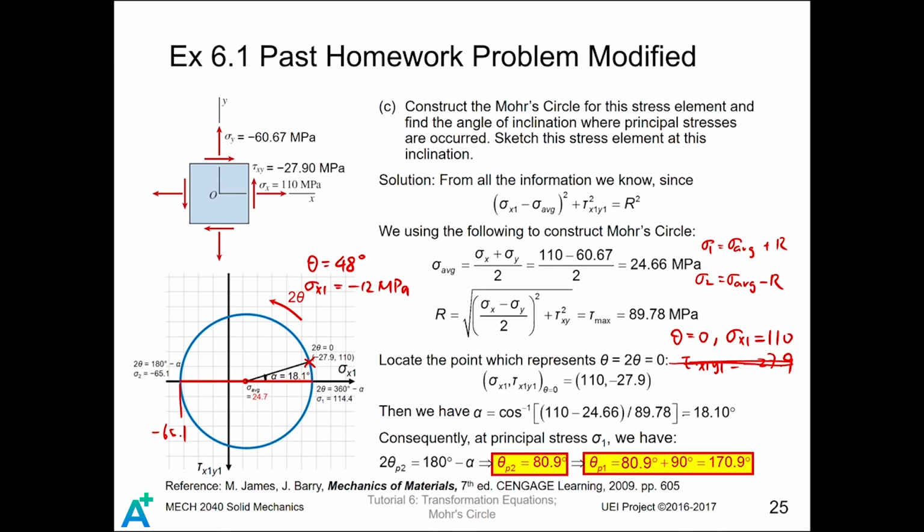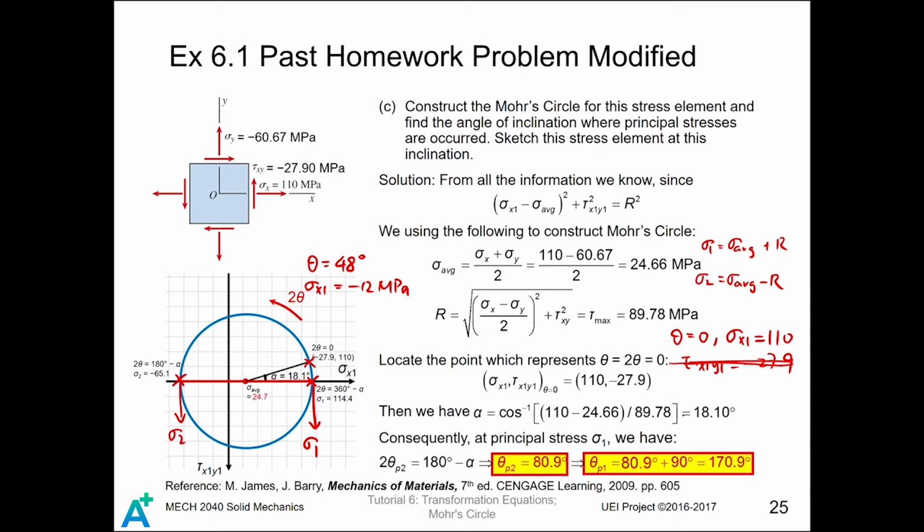Consequently, we can find the principal stresses. Recall that the principal stresses are the maxima and the minima of direct stress. They are located here and here. Here we call it sigma 1, while here we call it sigma 2. Sigma 2 has a principal angle of theta p2. Here theta equals 0, and 2 theta p2 represents this angle from theta equals 0 to the second principal stress, which is the smaller value. 2 theta p2 is around 162 degrees, so theta p2 equals 80.9 degrees.